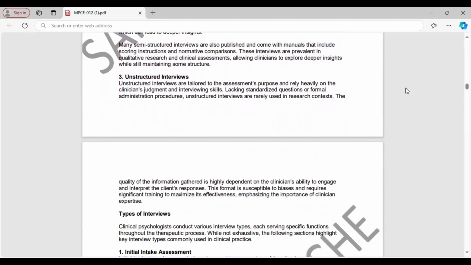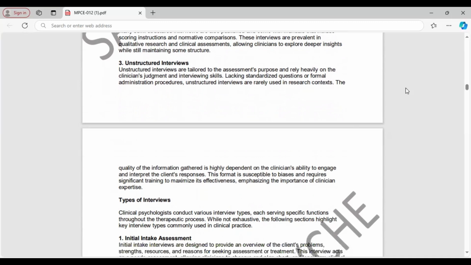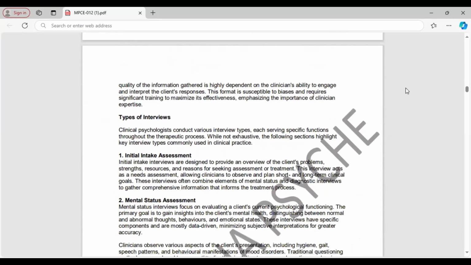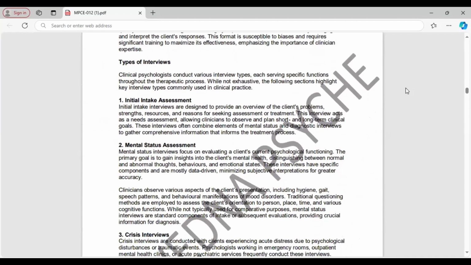This format lacks standardized questions and requires significant expertise, making it prone to biases but useful in tailoring the assessment to the individual. Next is types of interviews. Clinical psychologists conduct several types of interviews, each serving a distinct function.